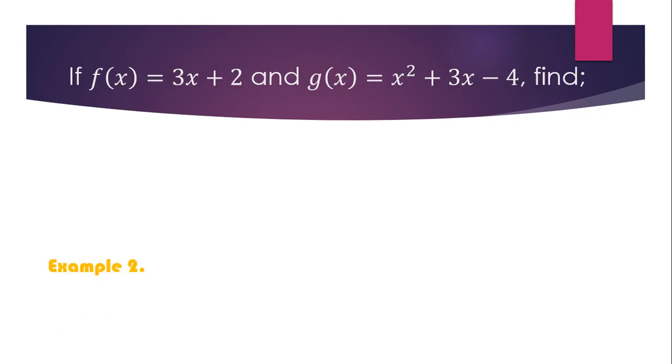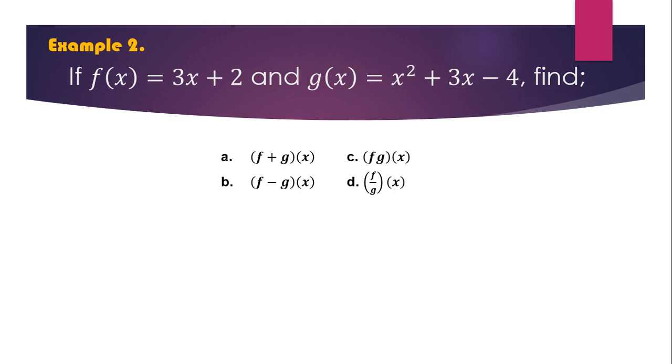So let's proceed to example number 2. If f of x is equal to 3x plus 2 and g of x is equal to x squared plus 3x minus 4, find letter A, f plus g of x, letter B, f minus g of x, letter C, f times g of x, and letter D, f over g of x. The same as in number 1.